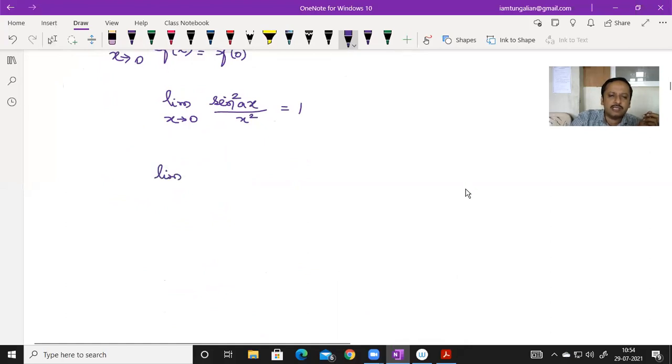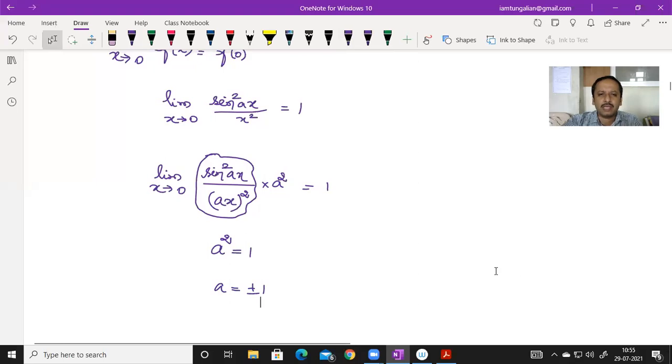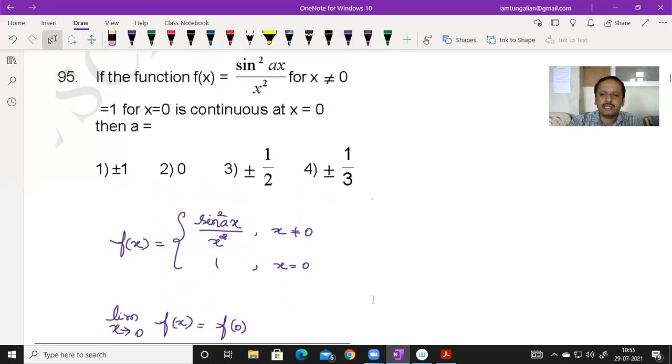Say, I'll write like this. Limit x tends to 0. You have sine square ax in the numerator. That means we want ax whole square in the denominator. But in the denominator, we have only x square. So what do? I'll multiply and divide by a square. So I'll make it as ax whole square. X square is already there. So I want to make it as ax whole square. Now as x approaches 0, ax also approaches 0. Therefore, sine square ax by ax whole square, this will become 1. So then you have on LHS 1 into a square, that will be a square. A square is equal to 1. Therefore, a is equal to plus or minus 1, which means the first option.